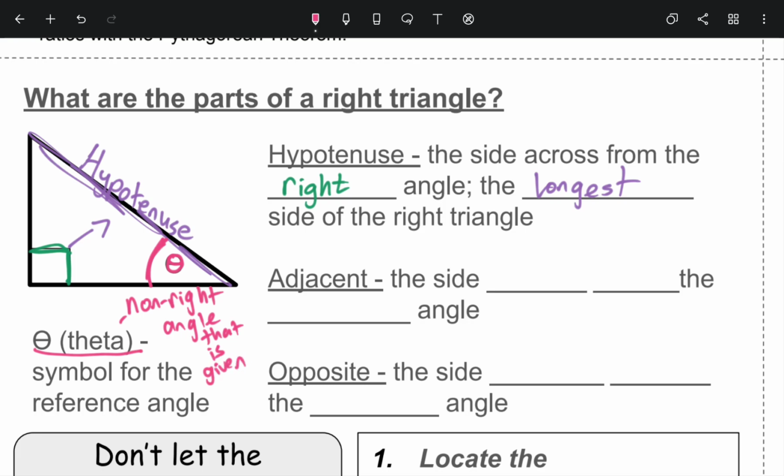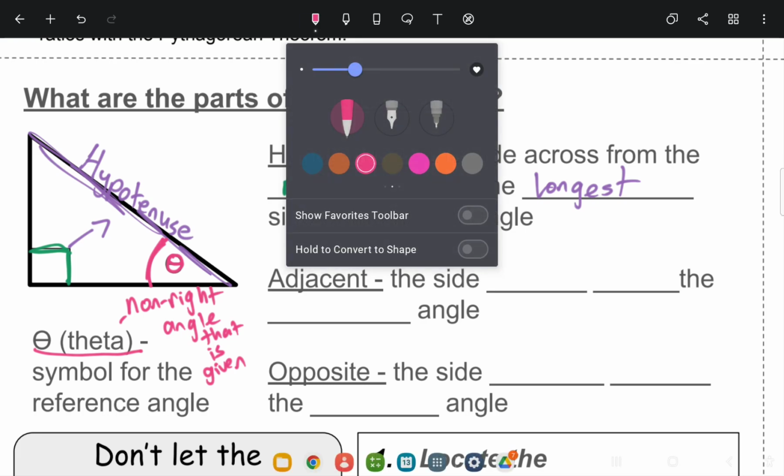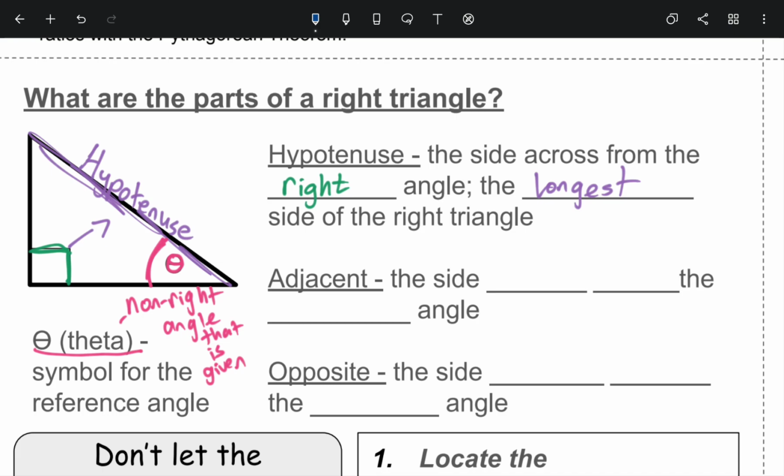So our next side is the adjacent side, and I'm going to go ahead and use blue. This is the side next to the reference angle. So our angle is right here. This side that is touching that is our adjacent side.